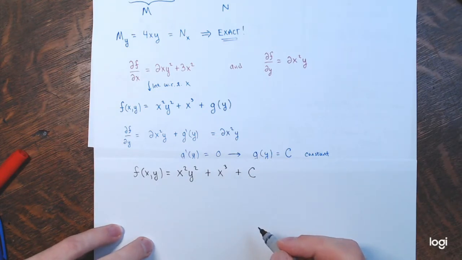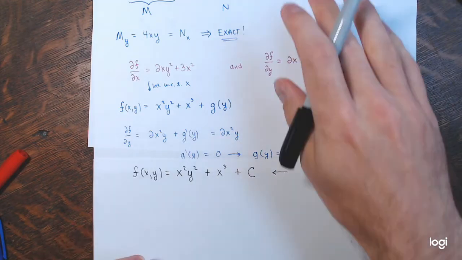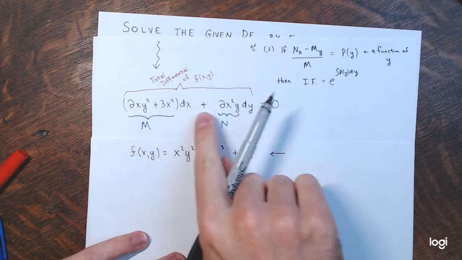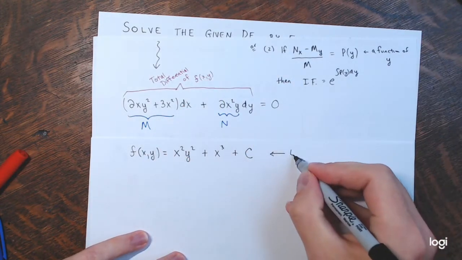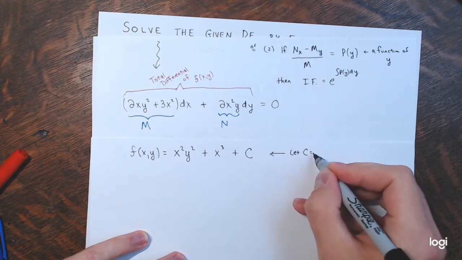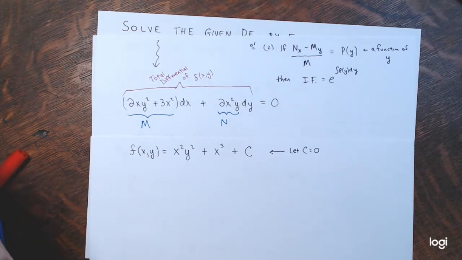Now, just to make things a little simpler, because the left side of the equation is the total differential of any f that looks like this, I'll just simplify it and say, hey, let's let c be 0. Let's have the constant be 0. So now we go back and solve the differential equation, right?